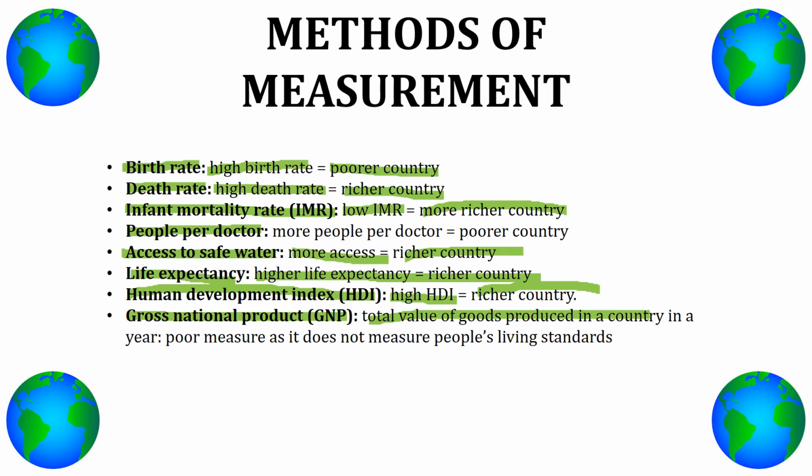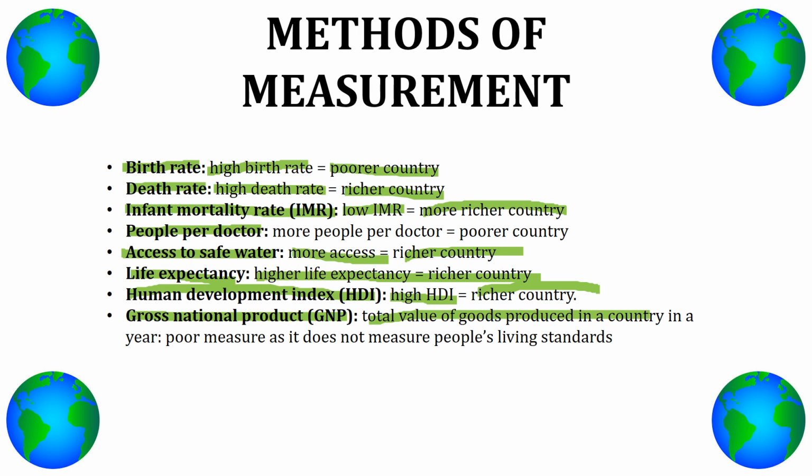People per doctor. The more people there are per doctor, the poorer the country, because a denser population means that there are more people in an area, and not many people actually have qualifications to be a doctor. So the more people there are per doctor, the poorer the country is, because that puts a strain on the doctor, and not all people can benefit from it because obviously there are so many to treat.